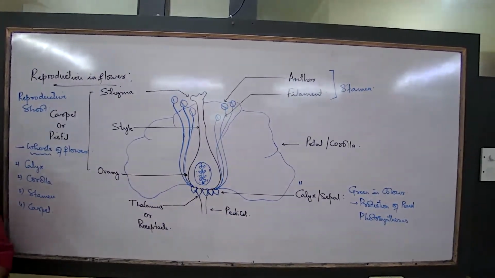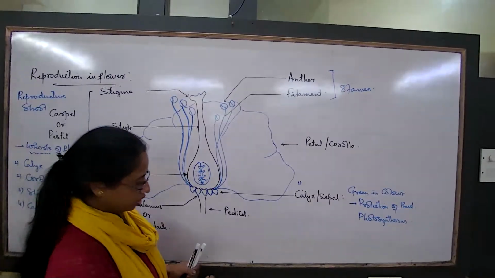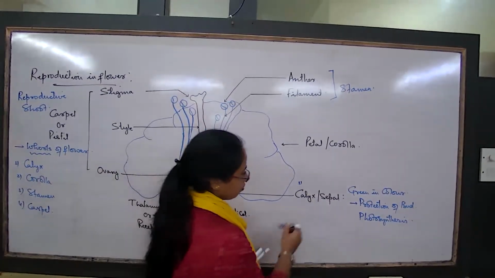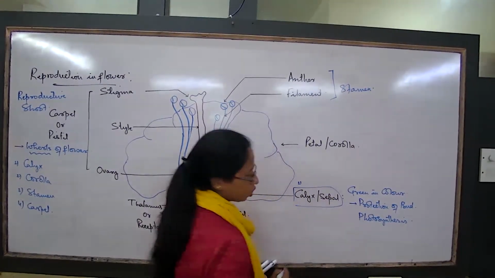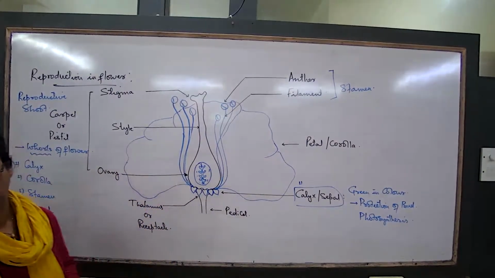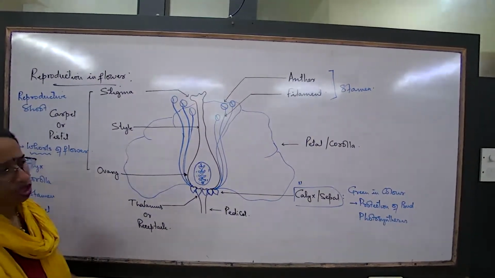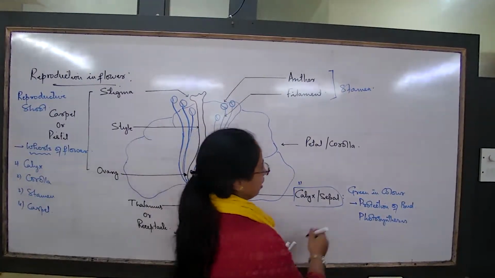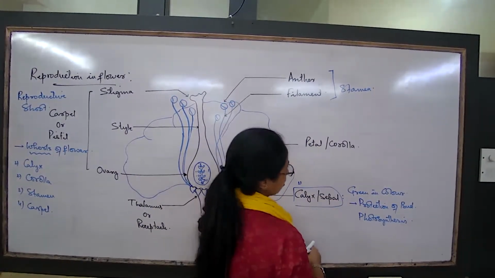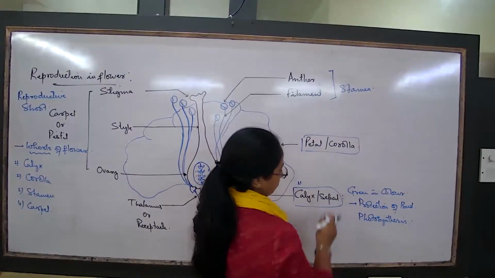So I talk about the first whorl of the flower. What is the first whorl known as? The first whorl is the calyx, also known as the sepals, generally 5. Green in color. What is their function? Function is protection of the bud. And the second is photosynthesis. We come to the second.